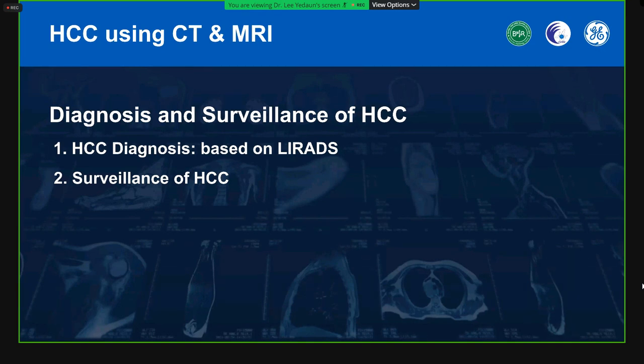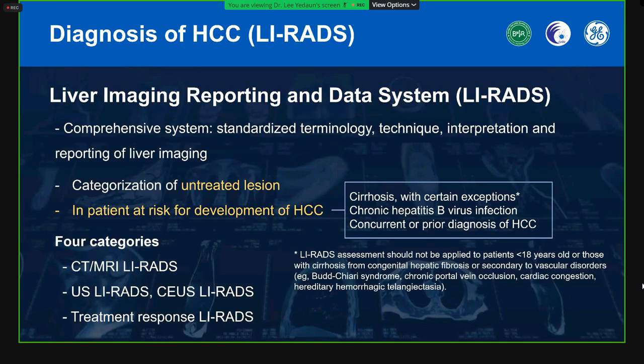So let me start with LI-RADS. The Liver Imaging Reporting and Data System, LI-RADS, is a comprehensive system that standardizes all aspects of HCC imaging, including terminology, technique, interpretation, and reporting. LI-RADS is supported by the American College of Radiology and the American Association for the Study of Liver Disease, and is becoming the most widely accepted, sophisticated diagnostic system for HCC in North America. For diagnosis, the untreated lesion should be categorized.